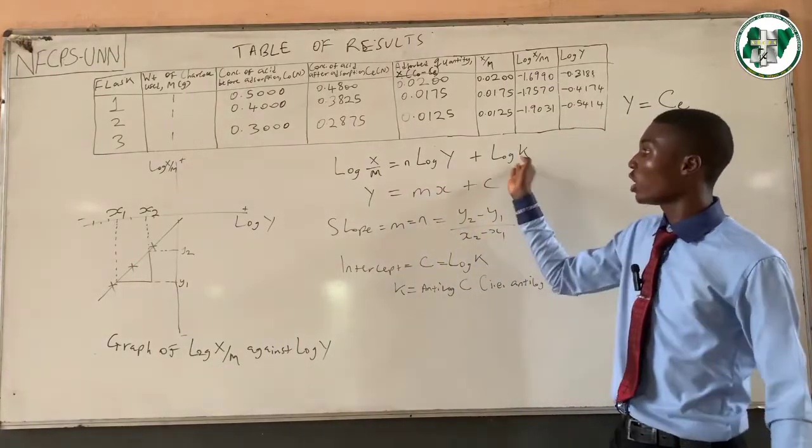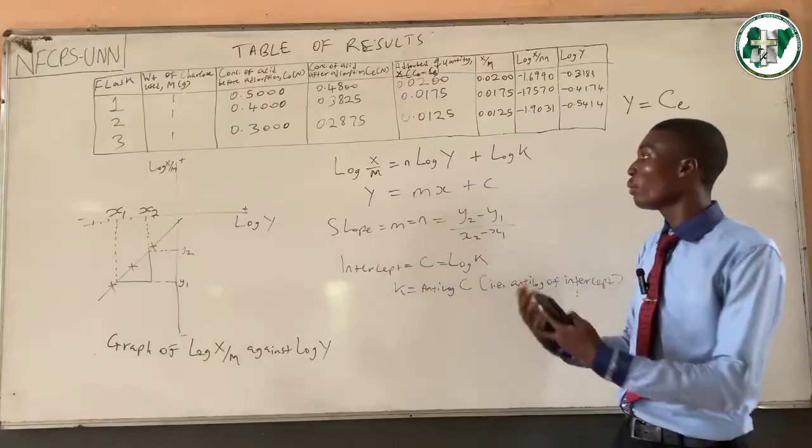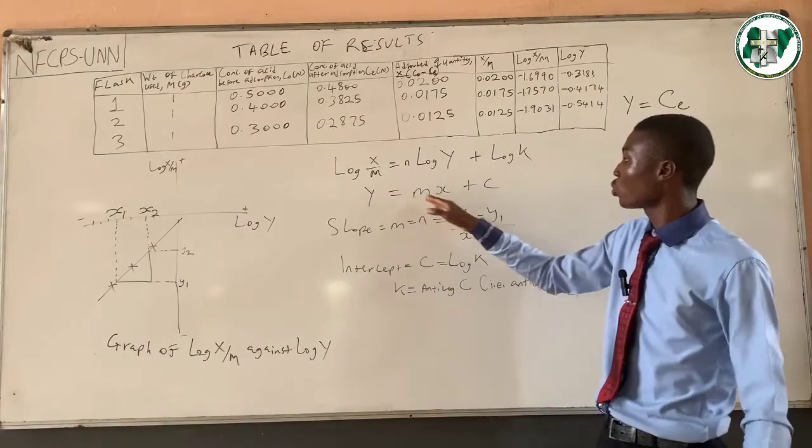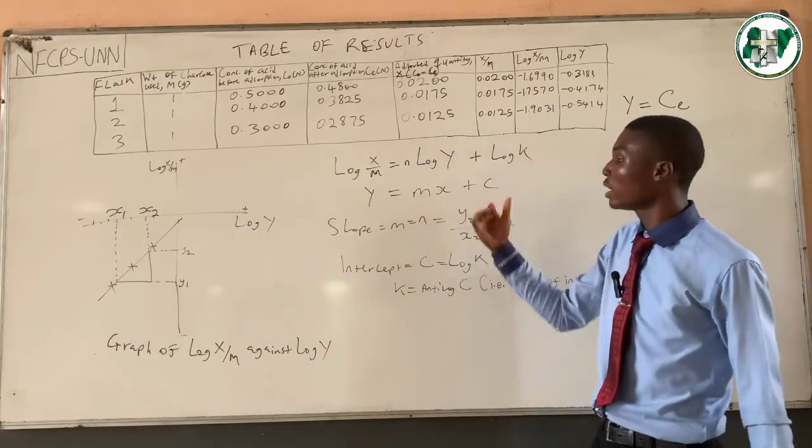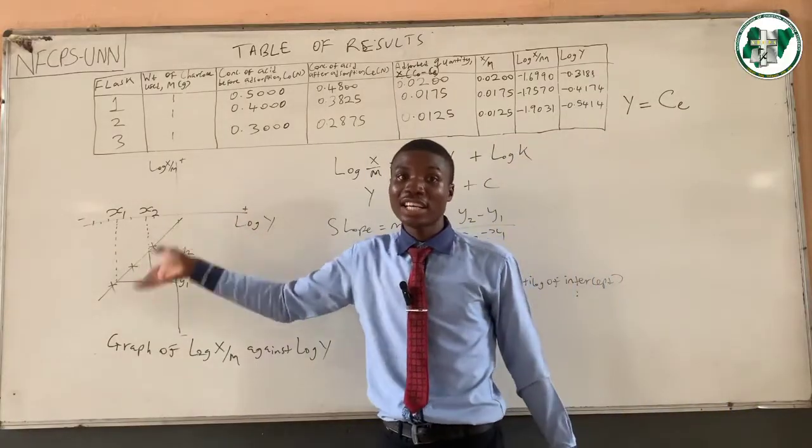And we say that this is also relatable with the equation of a straight line, which is y equals mx plus c. You can already see from the graph that what we have there is a straight line.